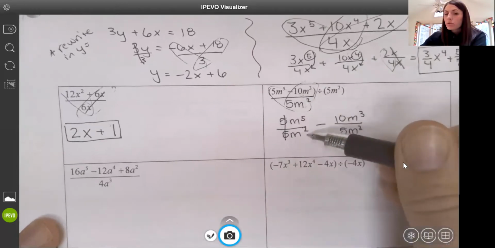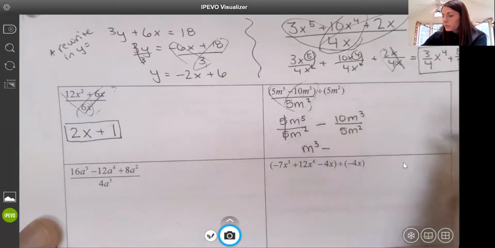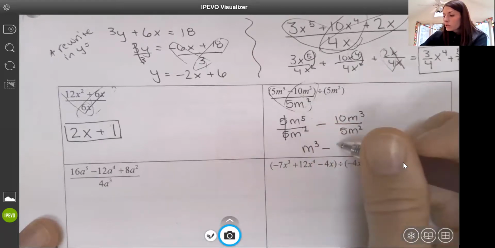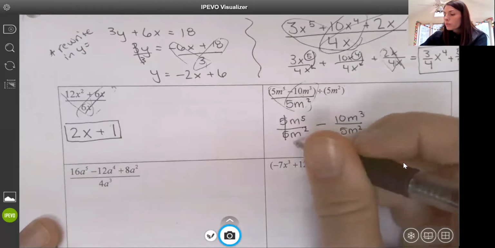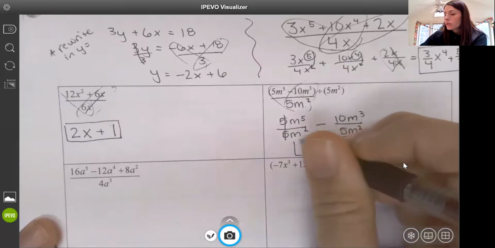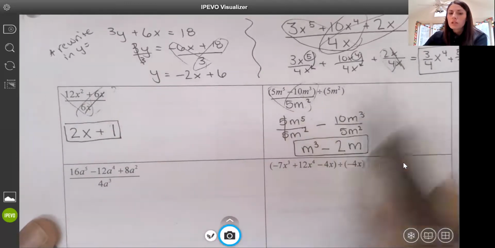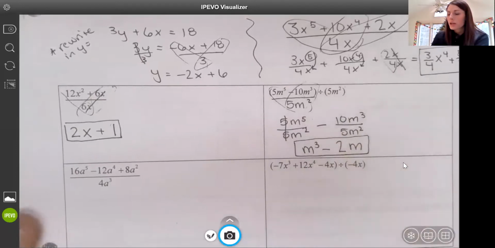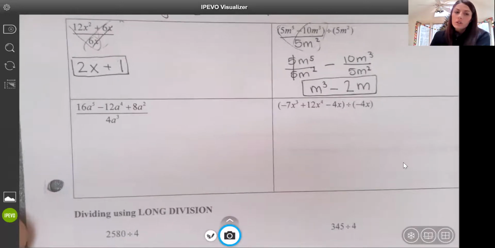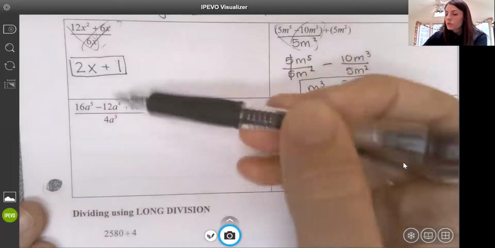M to the 5th over m squared, subtracting, gives me m cubed. 10 over 5 gives me 2. 3 over 2, subtracting, leaves me with 1m. Okay, just dividing by a single term is really properties of exponents for each term along the way. Now, I'm not always going to have positive exponents here. So, for example, on the next one, individually dividing each of these terms by 4a cubed.